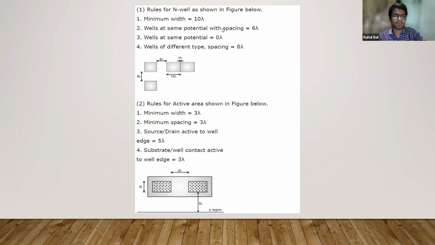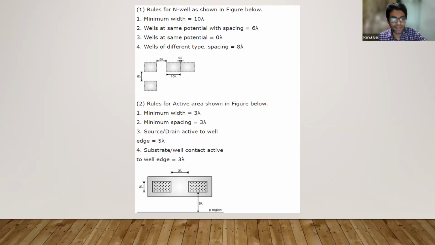So the minimum width should be 10 lambda. These are the general rules that you have to follow for designing the wells. Wells at the same potential with spacing: 6 lambda. Wells at the same potential but with no spacing, their distance should be 0 lambda. Then wells of different type with spacing: 8 lambda. So no need to just mug up these things. Just keep the general things in mind. They are not going to ask in detail. I'm just telling these things for information.